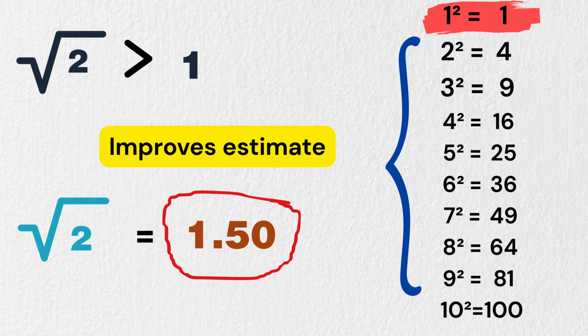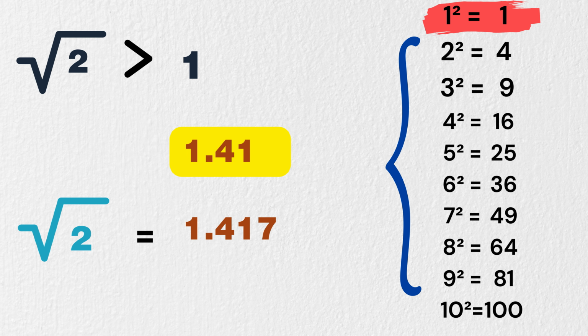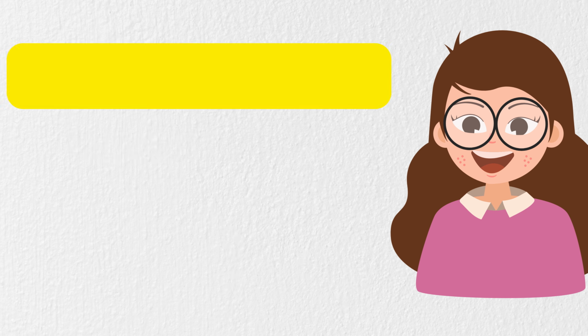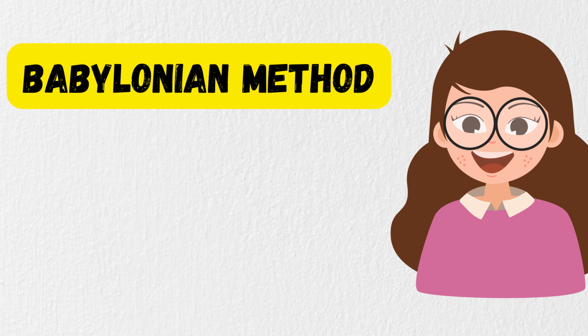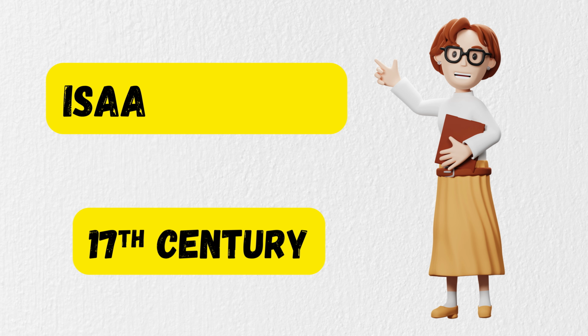Now to improve this estimate, we have to take 1.5 here, just like this, square it, to get 2.25. We write it here. Now 2 minus 2.25 gives us minus 0.25. Multiply 1.50 with 2, we get 3. So the fraction is minus 0.25 divided by 3. We get minus 1 over 12. Subtracting it from 1.5, we get 1.417. This is much better, right? This process of repeating estimates is known as the Babylonian method. The oldest civilization of Mesopotamia first applied it, and it was rediscovered in the 17th century by Sir Isaac Newton.